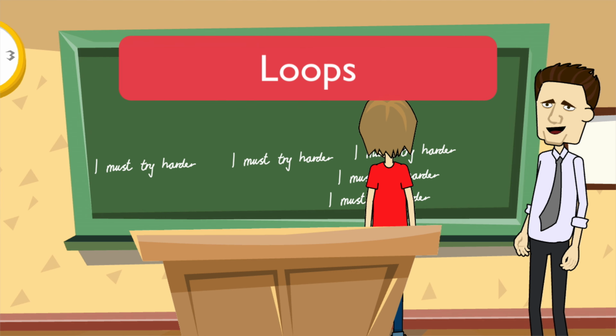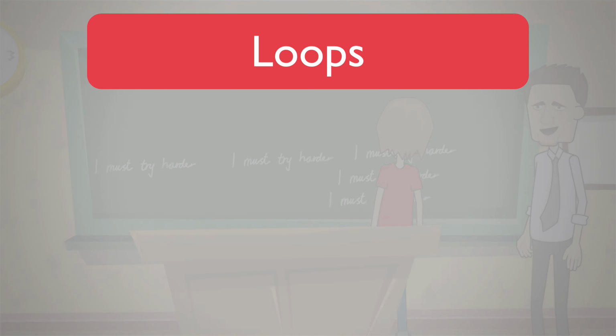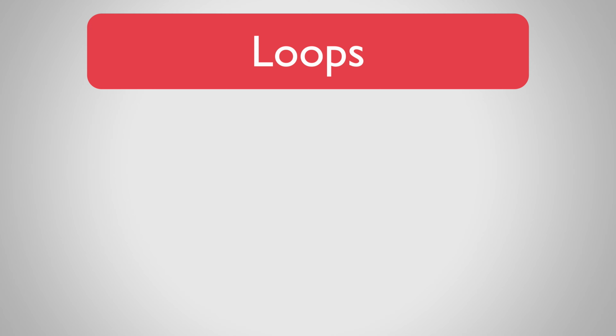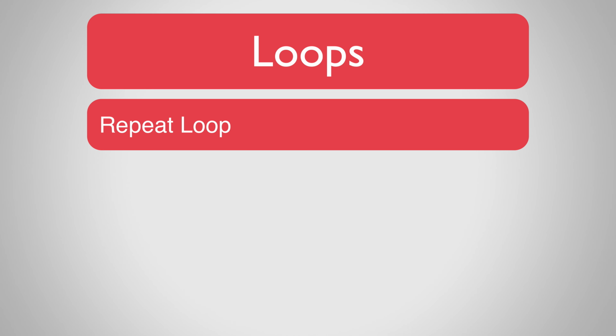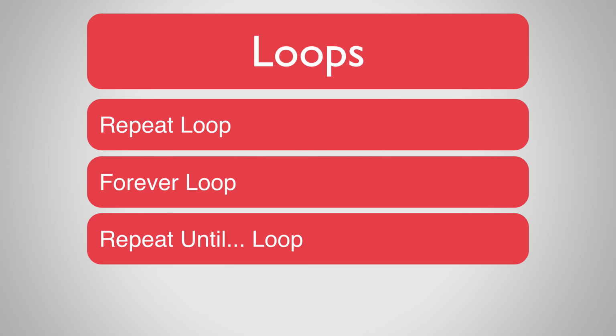In programming, we call this a loop. There are three main types of loops we can use when programming: a repeat loop, a forever loop, and a repeat until loop. Let's take a look at each one.